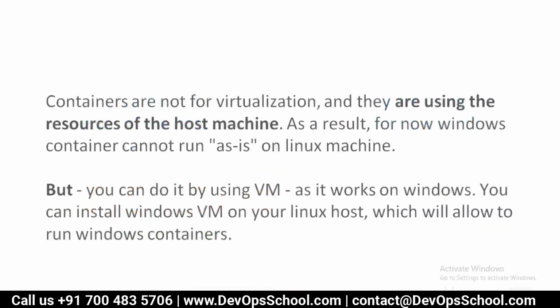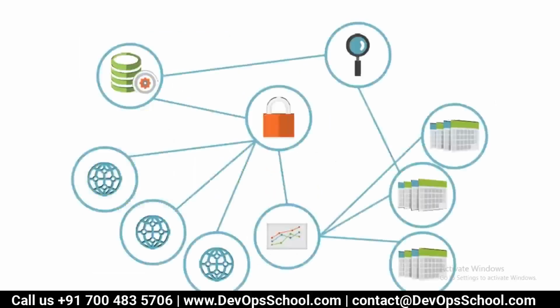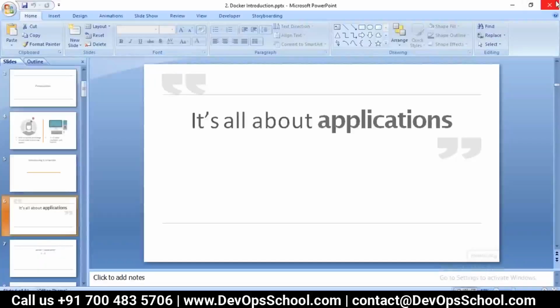Okay, so now we have understood what a container is. Containers are not for virtualization, and they use resources of the host machine only. When you talk about resources, you know that network, process map, mounts, capabilities, CPU, RAM, they are using everything from the host machine. So if your host machine is capable, your containers will be capable. Okay, so now let's get started with the next phase.